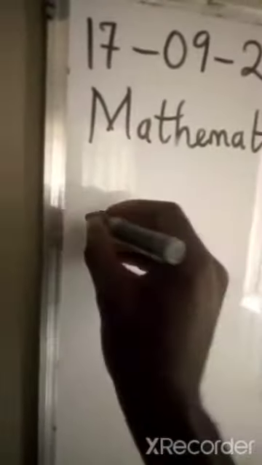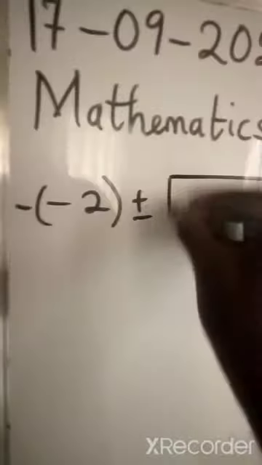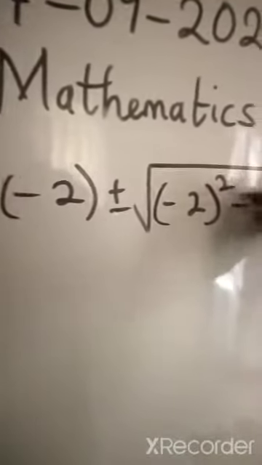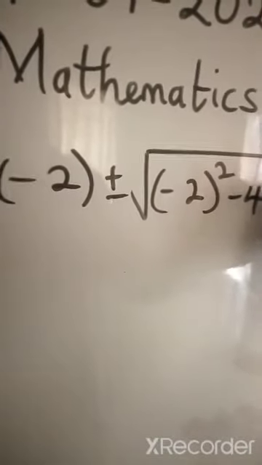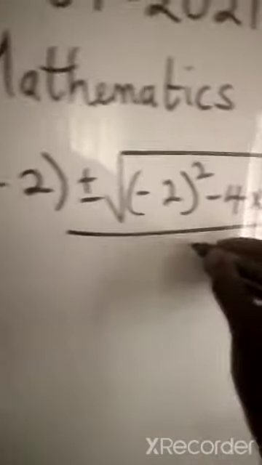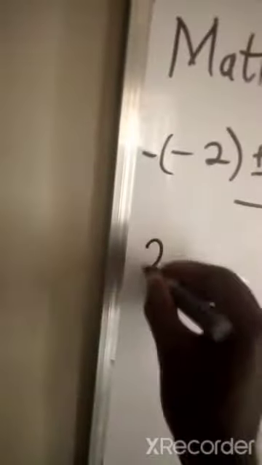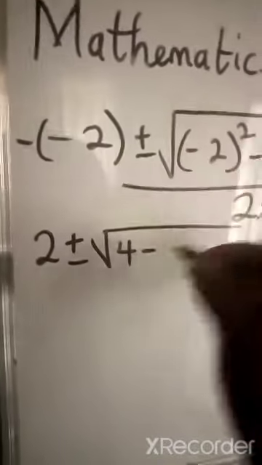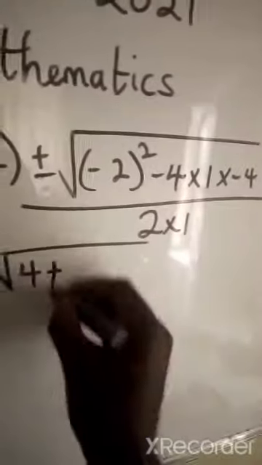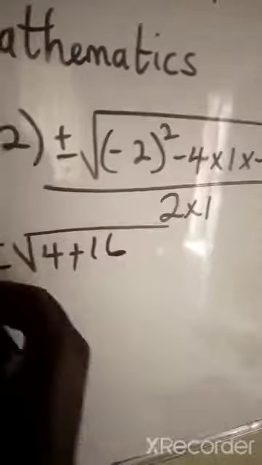Now the next thing we are going to do is to substitute into the formula. How do we do that? Our b is minus 2, so we have minus minus 2 plus or minus the square root of minus 2 whole squared minus 4 times 1 times minus 4, all over 2 times 1, because our a is 1. Now minus times minus will give us 2, plus or minus 2 squared will give us 4. Then minus times minus here will give us plus 4 times 1, 4 times 4 will give us 16, all over 2.